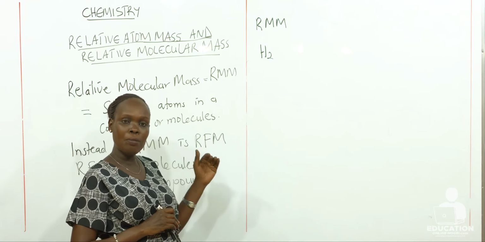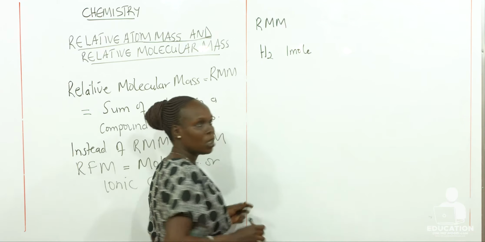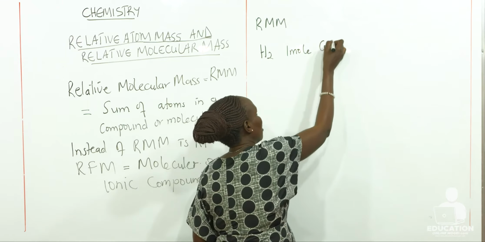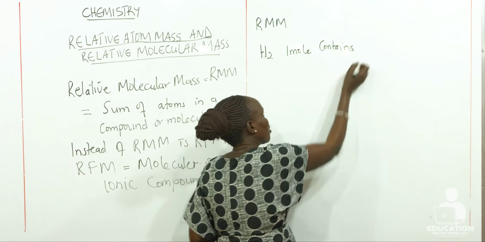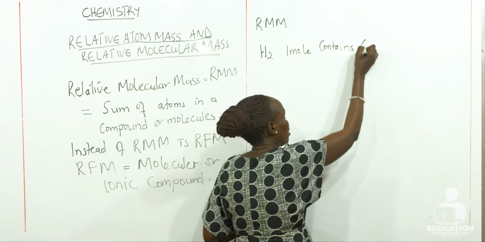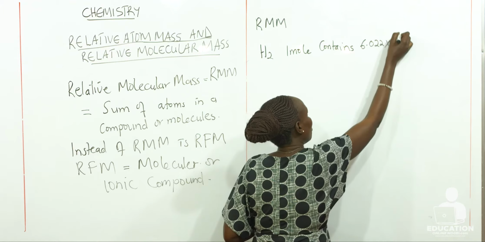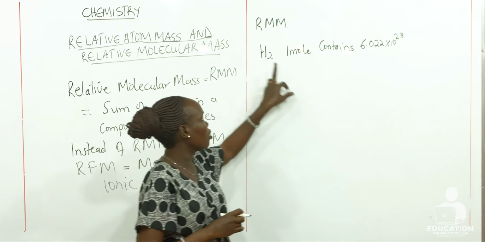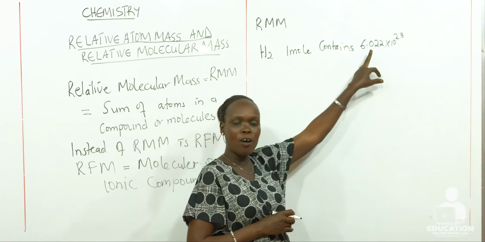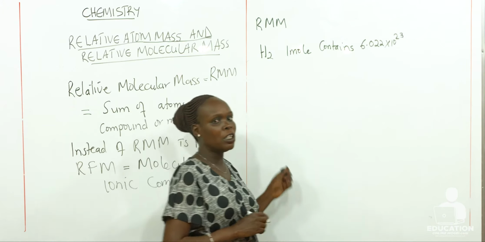So one mole of this molecule contains Avogadro's constant, which is 6.022 times 10 to power 23. So one mole of hydrogen gas or hydrogen molecule contains this number of particles, which is 6.022 times 10 to power 23.